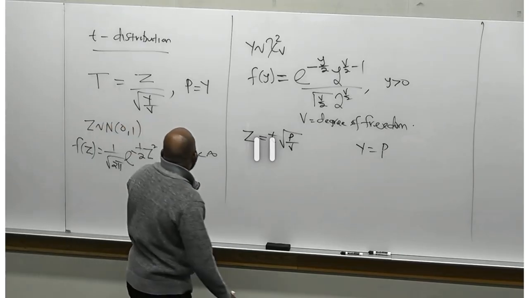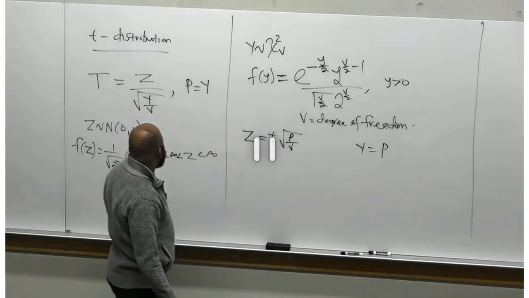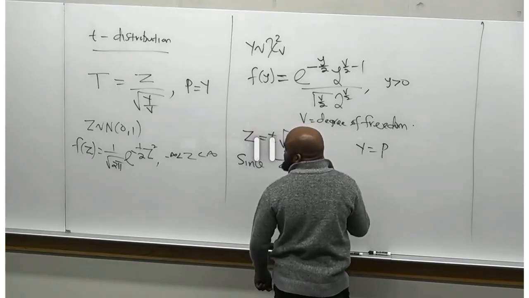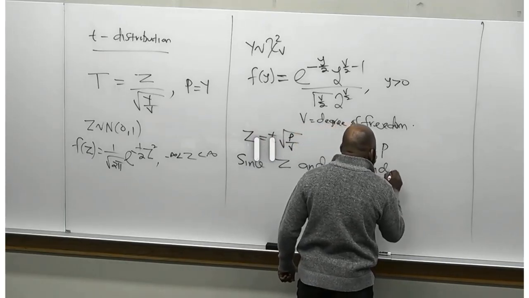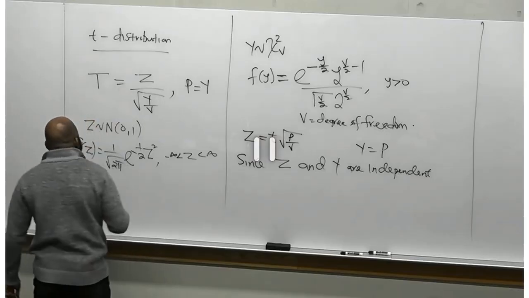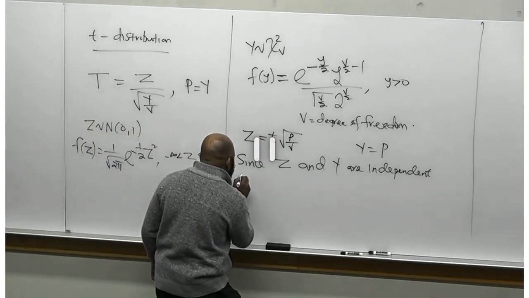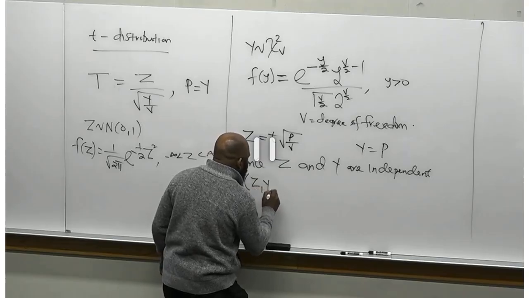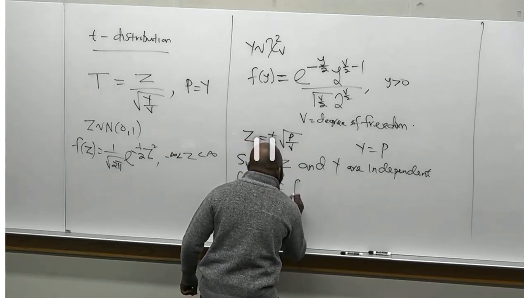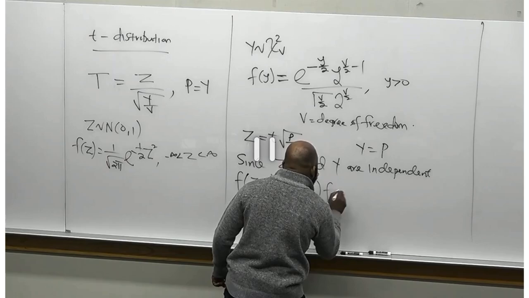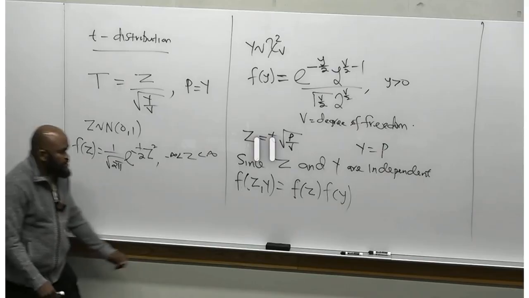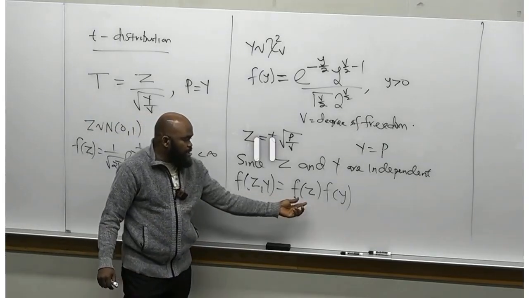Okay, now, after finding the inverses, the next thing to do, since z and y are independent, I'm going to have g of zy be f of z multiplied by f of y, because we're told that z and y are independent, so I need a joint. F of zy is going to be that multiplied by that.